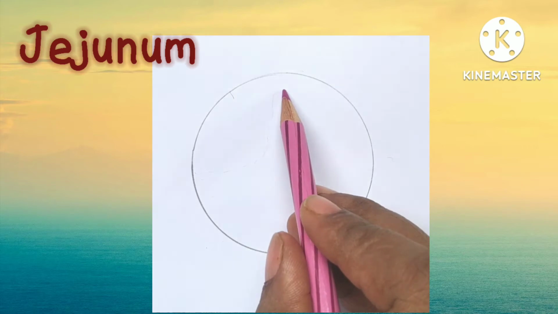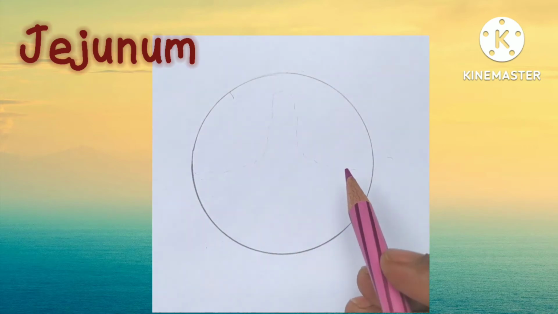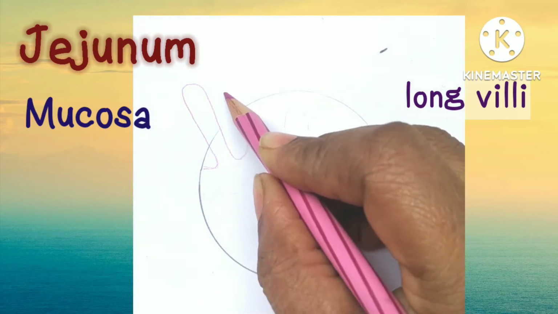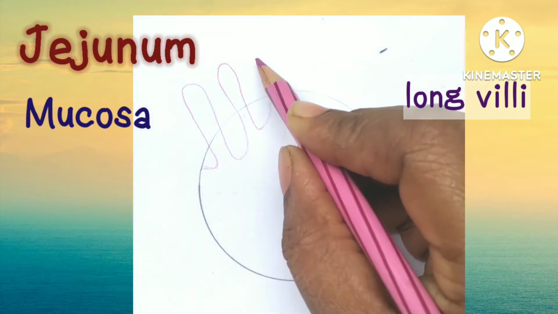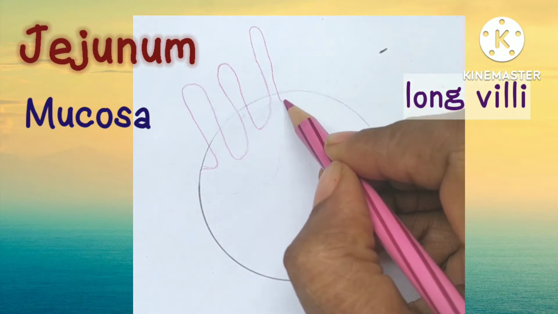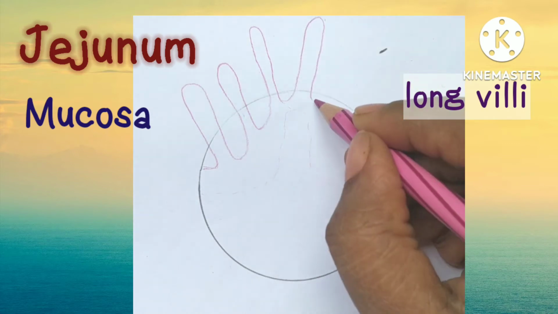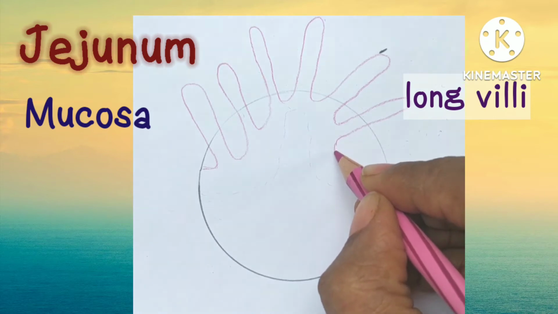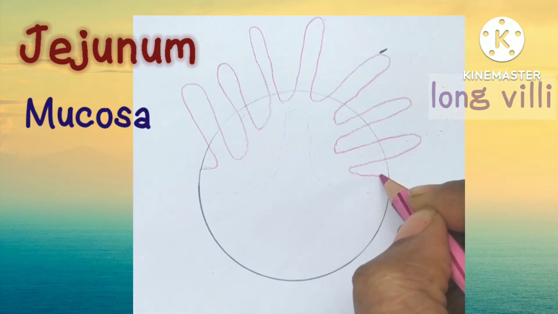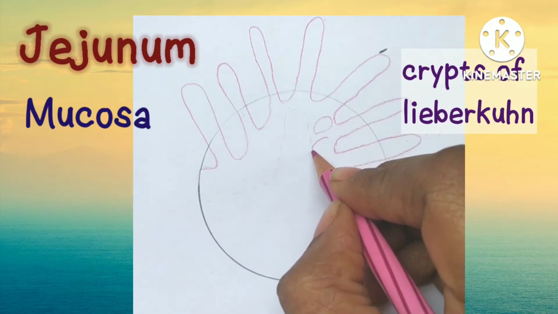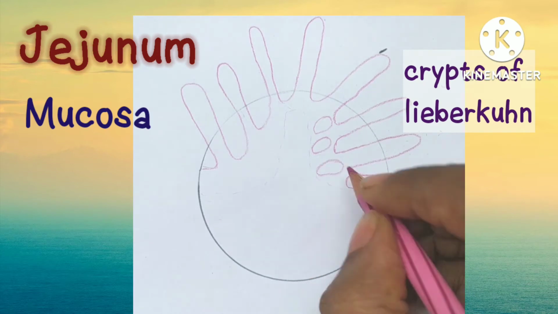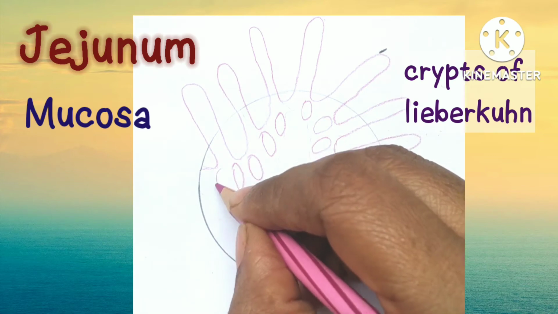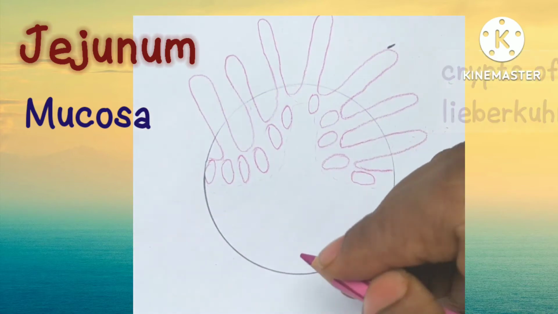Now coming to the jejunum, make an outline to show the mucosal fold, that is the plicae circulares. Then here the villi are very long. They are leaf-shaped villi. You can write the very long villi. These are the crypts of Lieberkühn. Below the surface, the cut sections of the tubular glands you can see are the crypts of Lieberkühn.